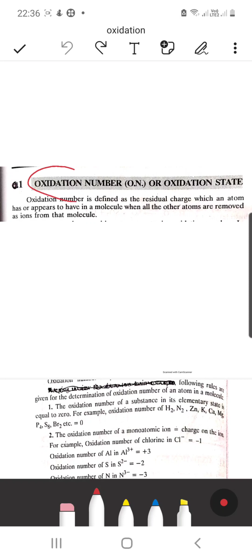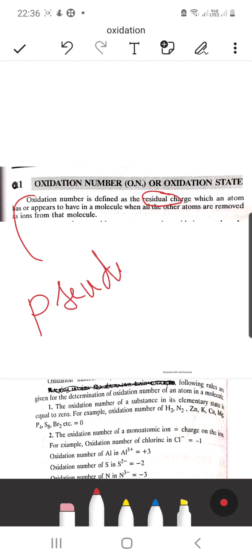What is oxidation number? Oxidation number is referred to as the residual charge which an atom has or appears to have in a molecule when all the other atoms are removed as ions from the molecule. Oxidation number is also known as pseudo charge.